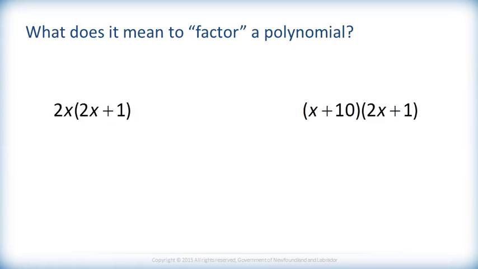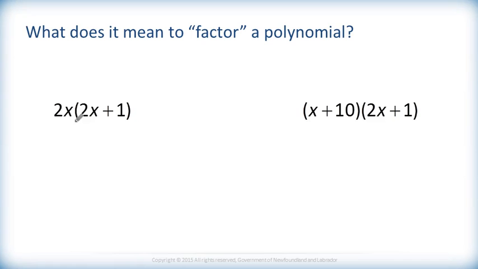Pause and think about that for a moment. When we think about a number like, let's say 10, to factor it into two other numbers, such as 2 and 5, that means that 2 times 5 must give us 10. That's why they are factors. So, a similar idea applies with polynomials.